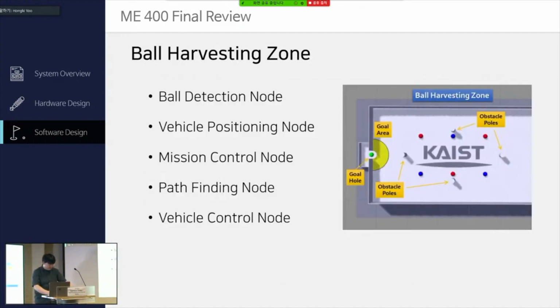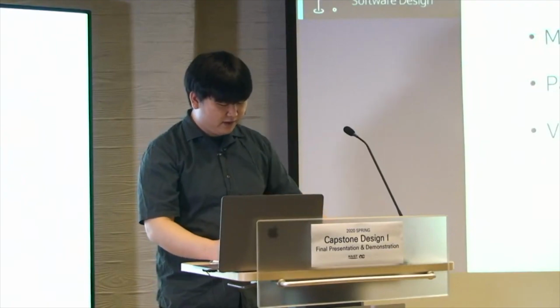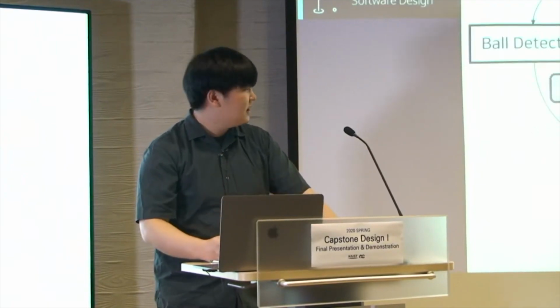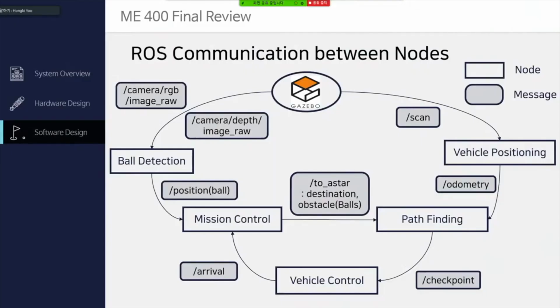Now for the ball harvesting part, we have 5 nodes that communicate with each other to complete the mission. This diagram shows ROS communication between 5 nodes in our system. First, the ball detection node calculates and publishes the position of balls obtained from the image data. And the vehicle positioning node conducts odometry using the LiDAR scan topic.